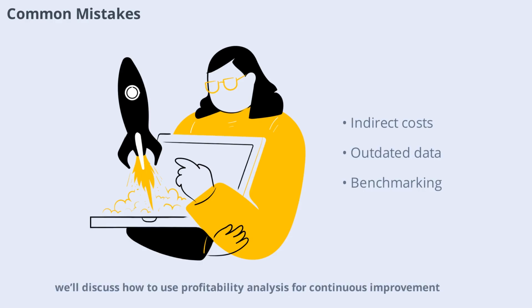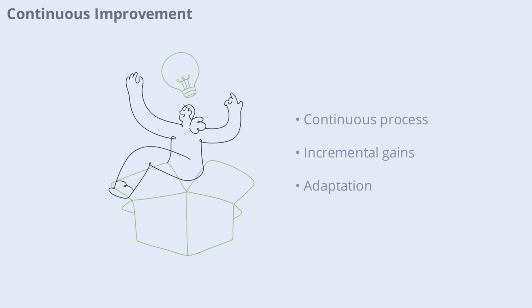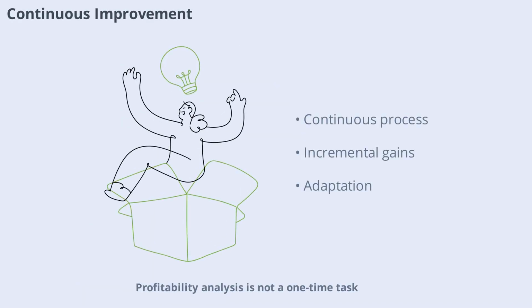In the next scene, we'll discuss how to use profitability analysis for continuous improvement. Profitability analysis is not a one-time task. It's a continuous process that helps you adapt to changing conditions and improve performance. By regularly analyzing profitability, you can make incremental changes that add up to significant gains over time.